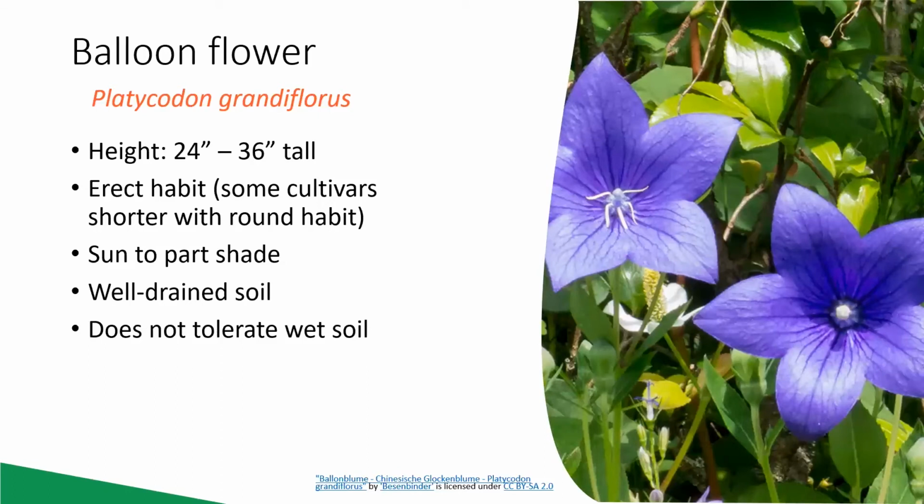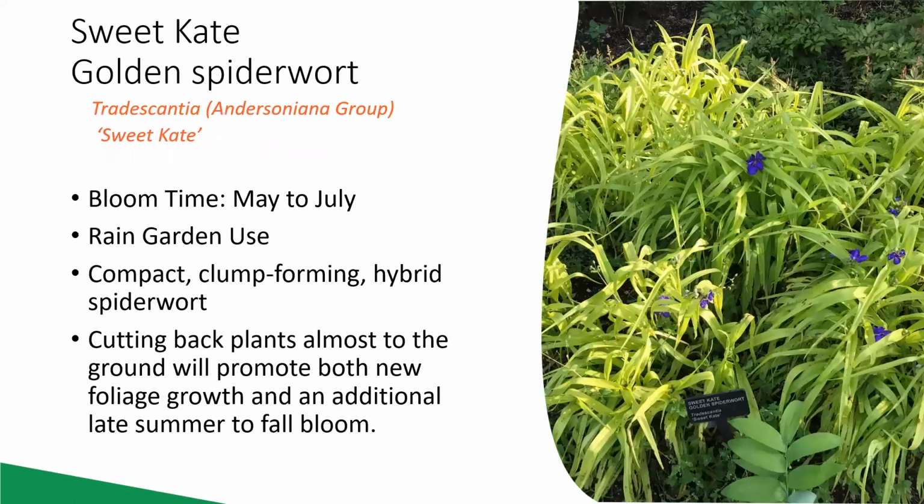The balloon flower doesn't have any serious problems, sun to part shade, nice with these flowers. It gives a nice blue accent. It can benefit from being pinched, and the spent flowers will remain for some time on the plant. Sweet Kate golden spiderwort. There's various species of spiderwort, but they are grown for their showy flowers and attractive foliage, and one that really can have a lot of distinction in the landscape. Cutting back those plants to almost to the ground will promote new foliage and possibly another bloom in the summer or fall.